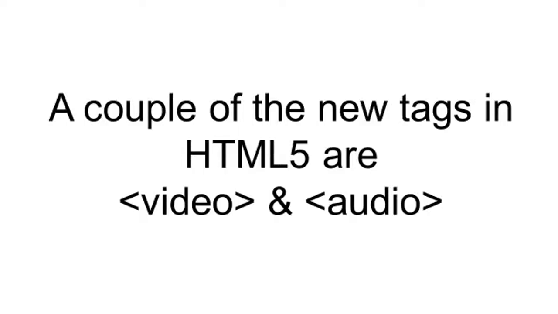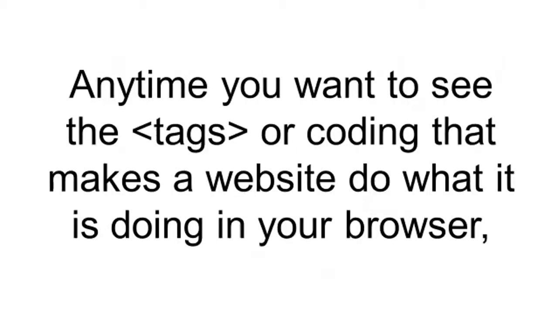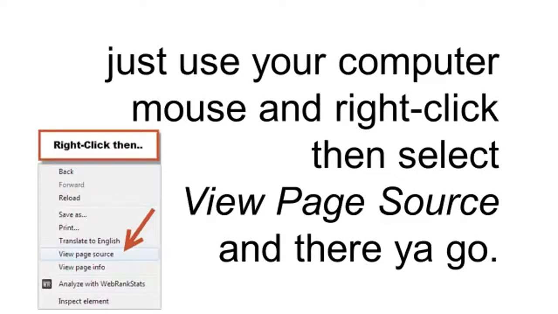Now, a couple of the new tags in HTML5 are video and audio. There's a bunch more tags as well, but these are two I'm just mentioning right now. One of the ways that I learned about the different HTML tags was simply looking at the code on other people's web pages. Anytime you want to see the tags or coding that makes a website do what it's doing in your browser, just use your computer mouse and right-click, then select View Page Source, and there you go.